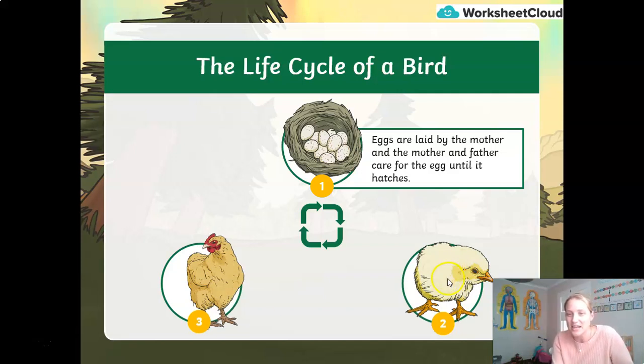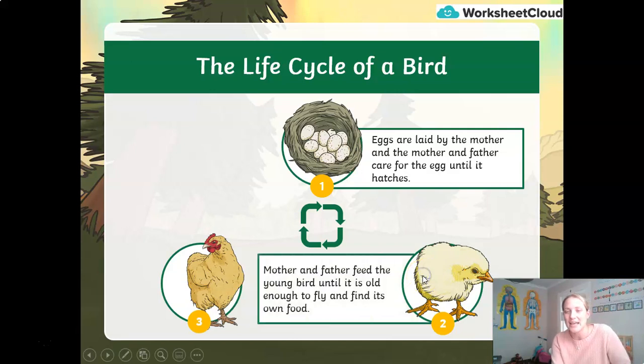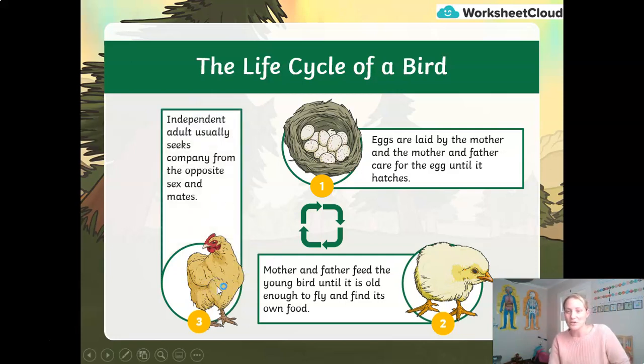Right, now the second stage, we've had the eggs being laid and cared for by the parents. Now we have the chick. So the mother and father feed the chick, the young bird, until it is old enough to fly and find its own food. But remember, that's a generalization. Here I've got the chicken, which can't really fly very far, to be honest. Remember, some birds do not fly at all, okay? Then finally, we have the adult who is independent, seeks a mate, just as it would in any species from the opposite sex, and then it can lay its own eggs and the cycle begins again.